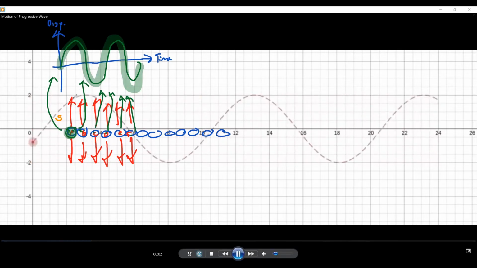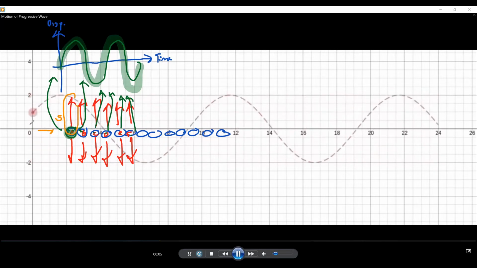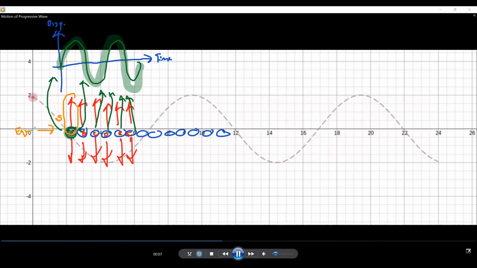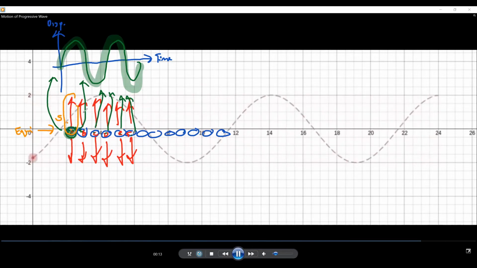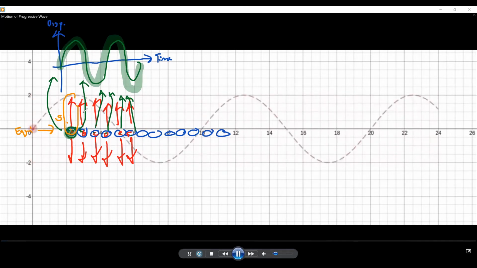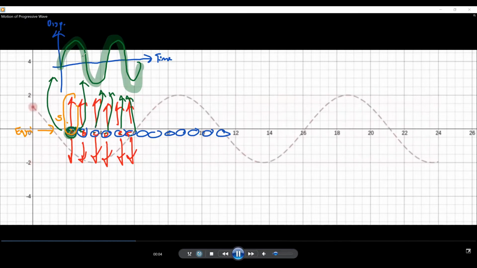So in your case, since this one is my equilibrium position, how the particle displaces with time would be my displacement. How far my particle is from the equilibrium is my displacement. Okay, so this is how you will produce a displacement time graph.